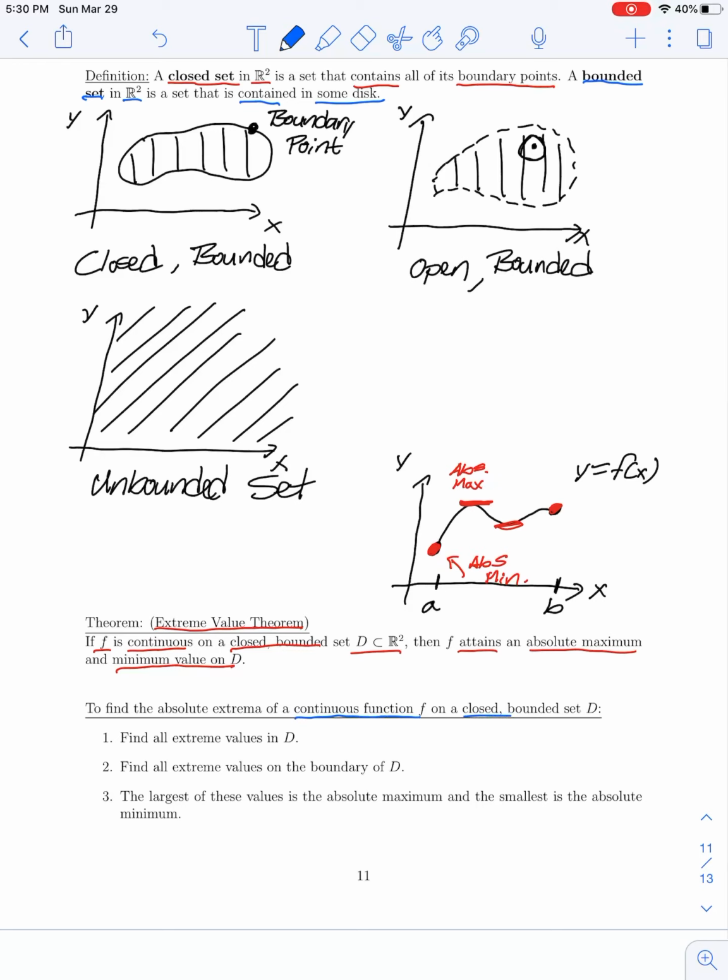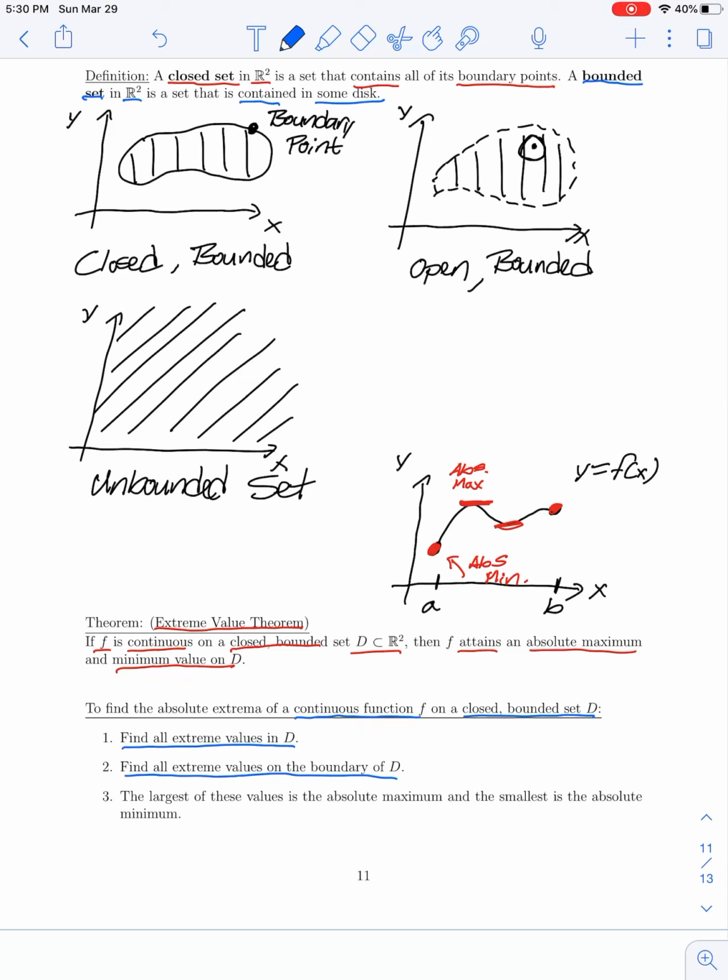Well, we've got a little how-to process here. In order to find these absolute extrema of a continuous function on a closed bounded set D, we would start by finding the extreme values that lie in the set D. So we're going to look at the critical points within the interior of our set, and then see which of those critical points would yield maximum or minimum values.